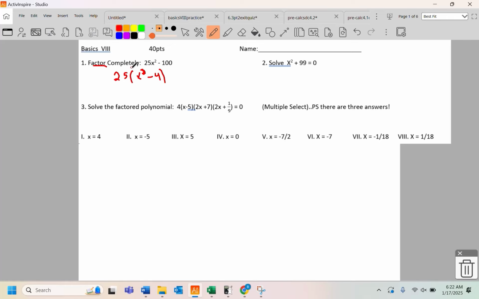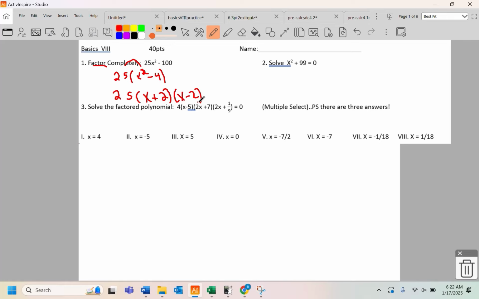This is 25 times x squared minus 4, and that's a really bad looking 2 there, but this becomes 25x squared. 25 times 4 is 100. And then x squared minus 4 is x minus, I'll do plus 2 and then minus 2. Think about foiling. You guys are just writing stuff and you're not thinking about what you're writing.